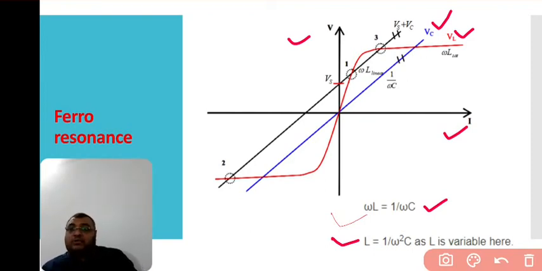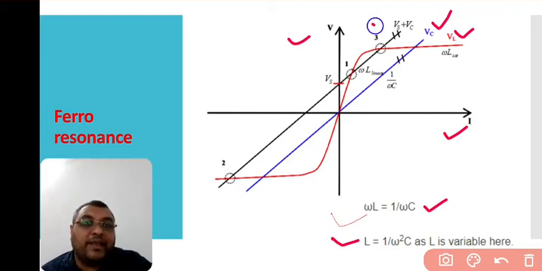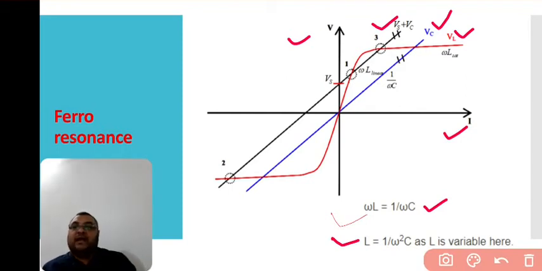So what I want you to understand is that the inductive reactance of the transformer core consists of two regions, linear and non-linear characteristics. Those are the points that will be considered when it is intersected with this line. Okay, just a moment.